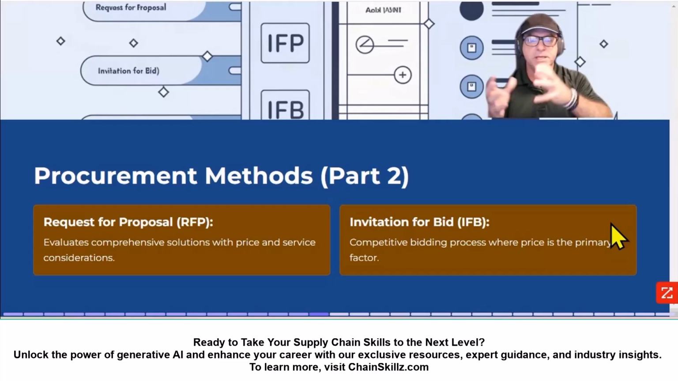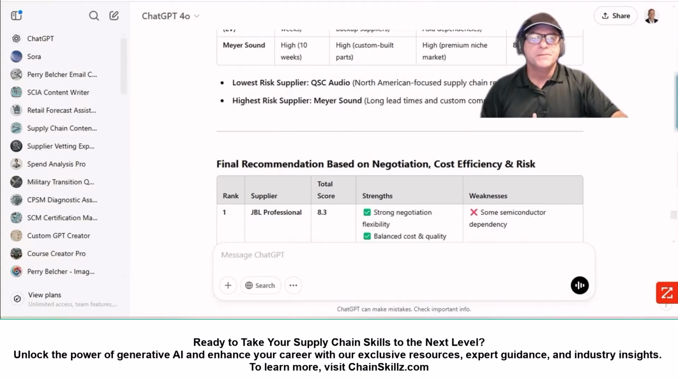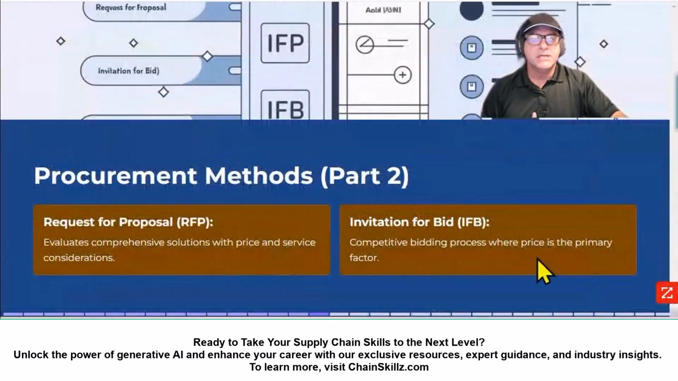An RFP, this would be where we would want them to submit to us their proposal, and then we would go through the analysis that we just went through over here to come up with a decision. And an invitation for bid, where we know specifically that there are certain vendors, certain qualifications they have to have, so we want to invite them to bid to participate.